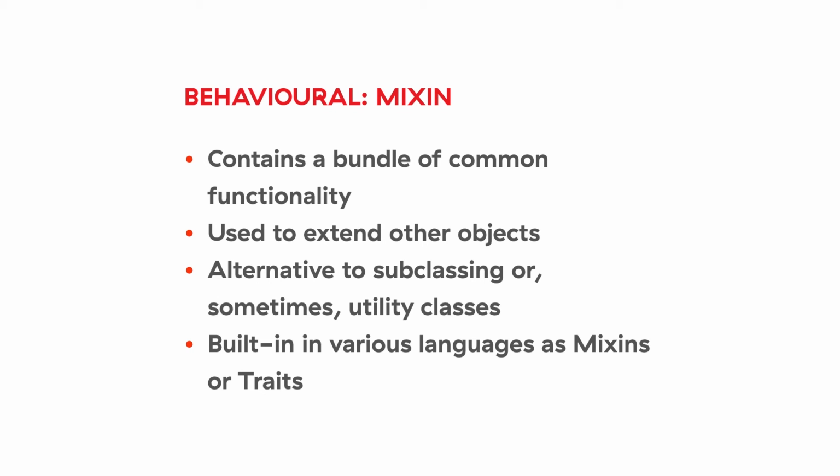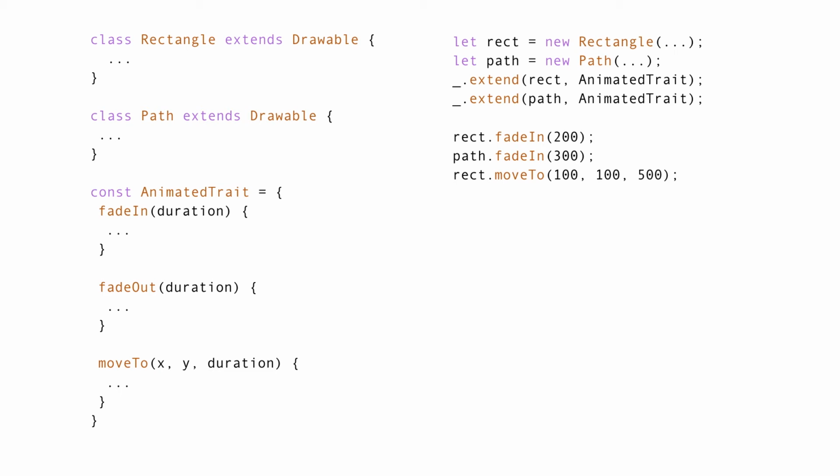So how does it work? Let's say we have a rectangle and we have a path, and both are drawable. They know how to draw themselves. And we say, okay, we have an animated mixin, which knows how to do some basic animations. Because we know we have a drawable, we can just attach this functionality to our objects, and bam, they know how to do this behavior.